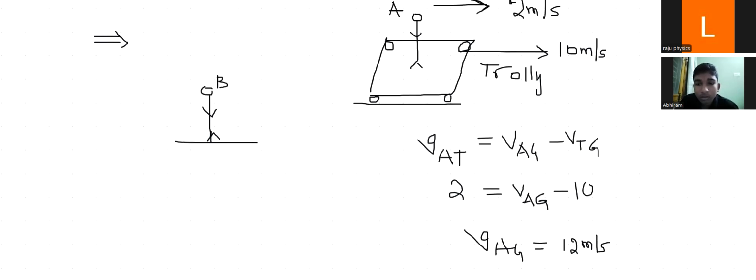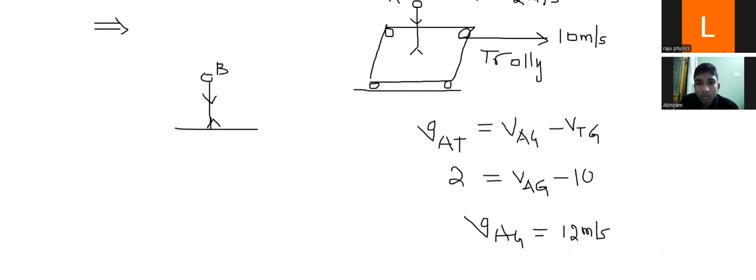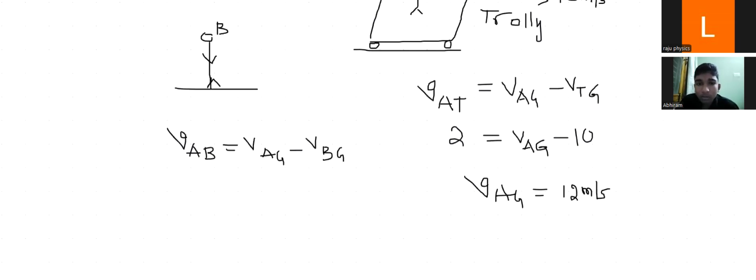My answer is, what is the relative velocity of A with respect to B? So what is the formula? VAG minus the velocity of B with respect to the ground. Now, what is the velocity of A with respect to the ground? 12. And what is the velocity of B with respect to the ground?